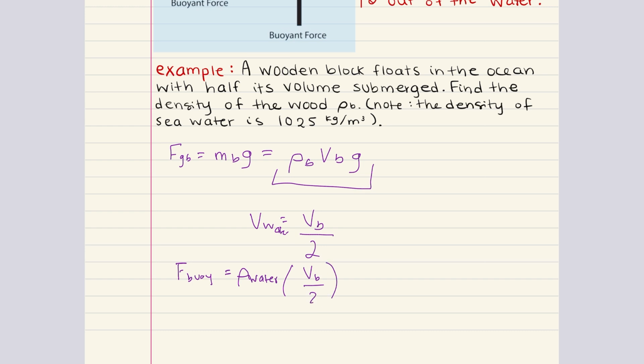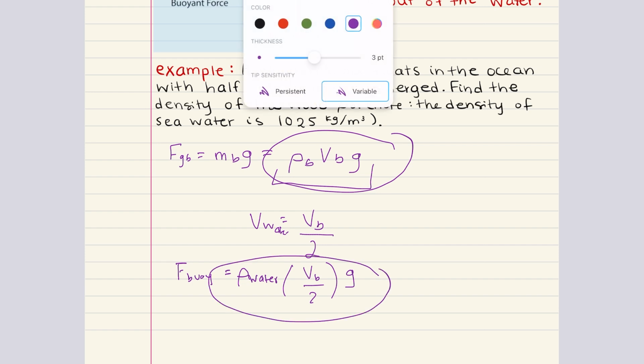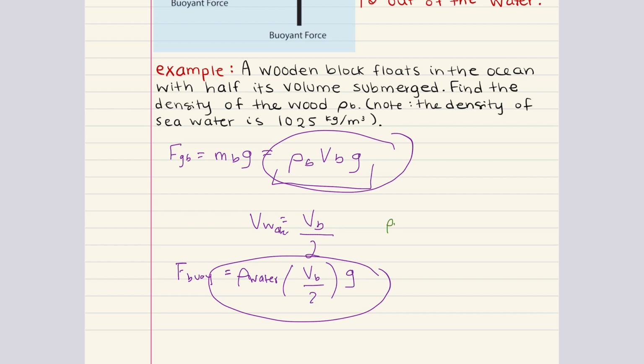and that's multiplied by the acceleration due to gravity. Now what we can do is set these two terms equal to each other. So we can say that the density of the block multiplied by the volume of the block multiplied by the acceleration due to gravity is equal to the density of the water multiplied by the volume of water, which is equal to the volume of the block divided by 2. And that's multiplied by acceleration due to gravity.